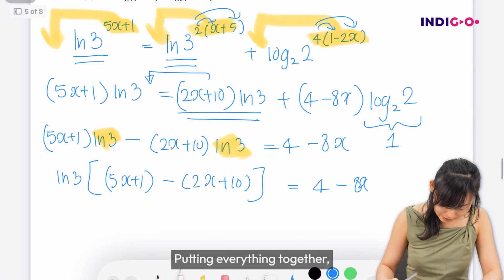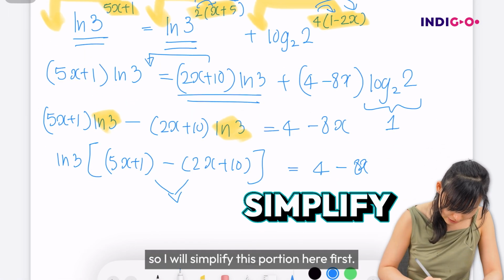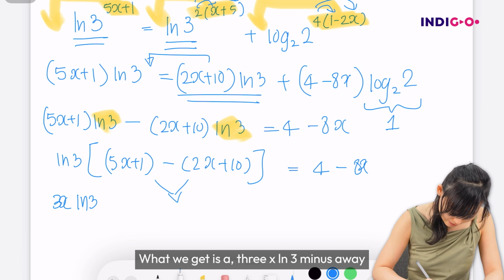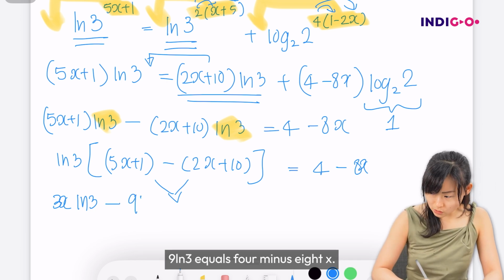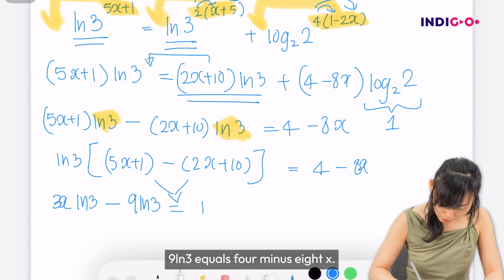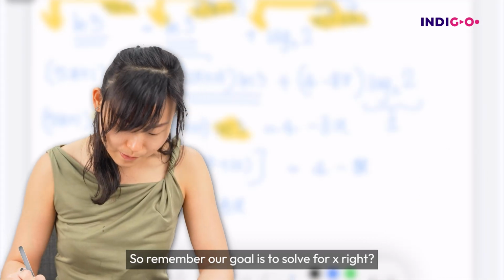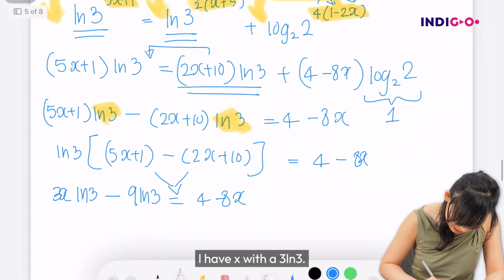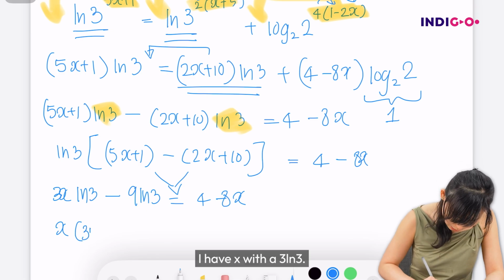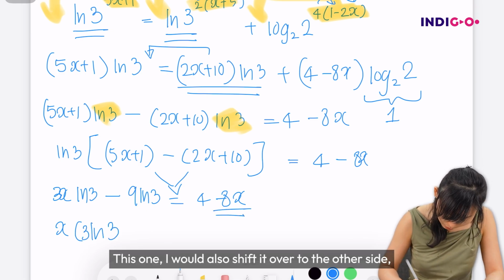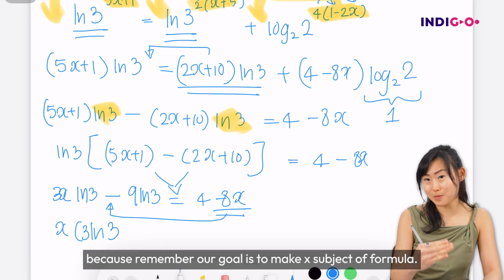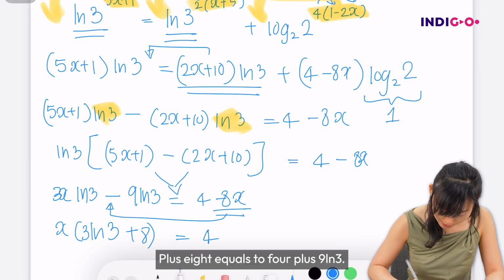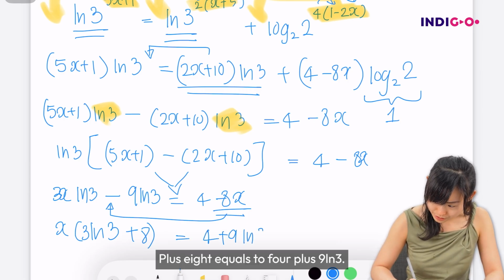Putting everything together, so I will simplify this portion here first. What we get is 3x ln 3 minus away a 9 ln 3 equals 4 minus 8x. So remember, our goal is to solve for x, right? So I'm going to group all the x terms together. I have x with a 3 ln 3. This one, I would also shift it over to the other side because remember, our goal is to make x the subject of formula. Plus 8 equals 4 plus 9 ln 3.